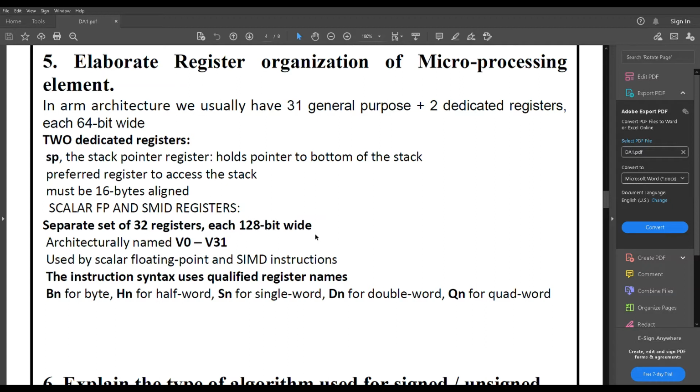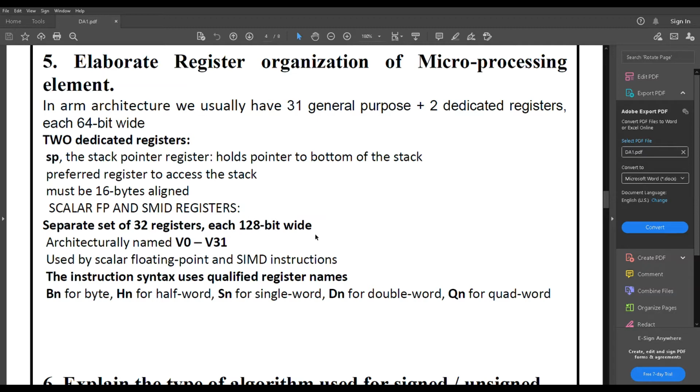The next registers are the scalar, FP, and SIMD registers. These are a separate set of 32 registers, each 128-bit wide, architecturally named V0 to V31. These are used by scalar, floating point, and SIMD instructions. The instruction syntax uses qualified register names: Bn for byte, Hn for half word, Sn for single word, Dn for double word, Qn for quad word.